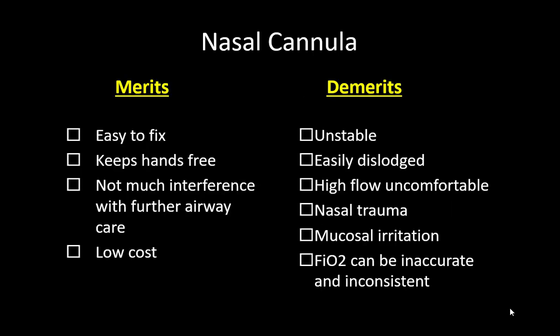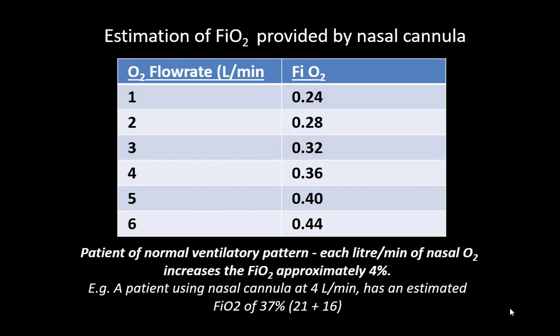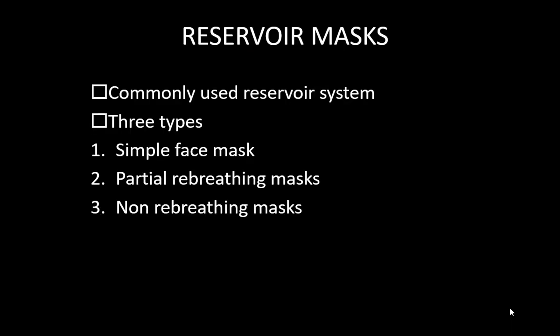Merits are easy to fix, keeps hands free, not much interference with further airway care, low cost. Demerits are unstable, easily dislodged, high flow may be uncomfortable, nasal trauma, mucosal irritation, and FiO2 can be inaccurate and inconsistent. So if the patient is breathing normally, each 1 liter per minute of oxygen through nasal cannula increases FiO2 by approximately 4%. So if we give 1 liter of oxygen, then the FiO2 delivered is 24%.